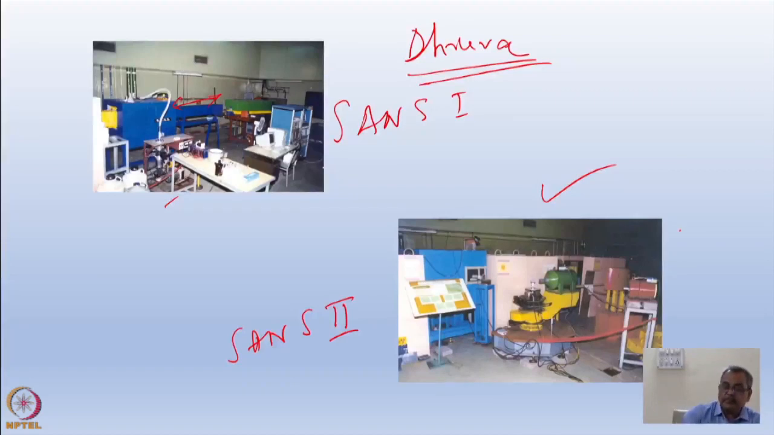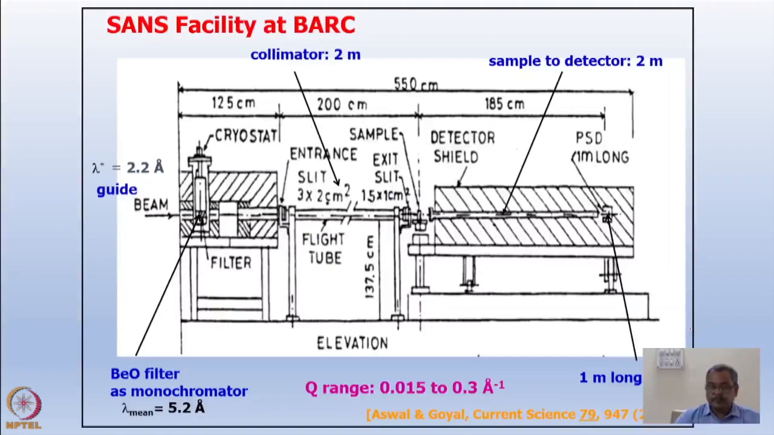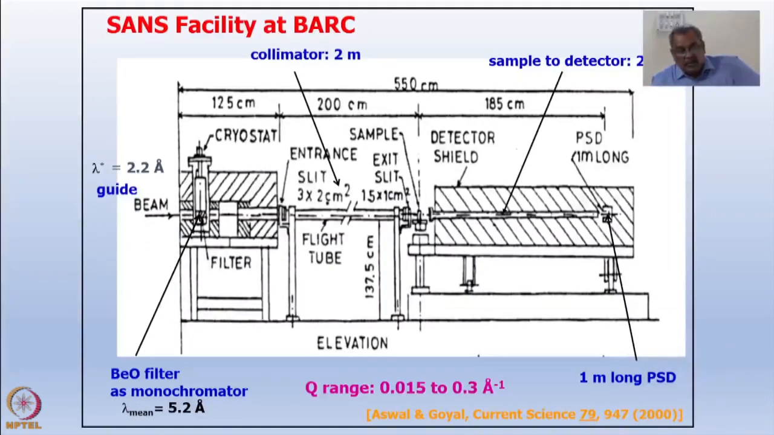One uses the rocking curve principle, and one is a common one in which the beam travels through a long path, then there's a sample. After that, this is the detector shielding in which the beam travels, and there's a 1 meter position sensitive detector, or PSD, to capture the beam in this case. So this is a schematic from this reference.